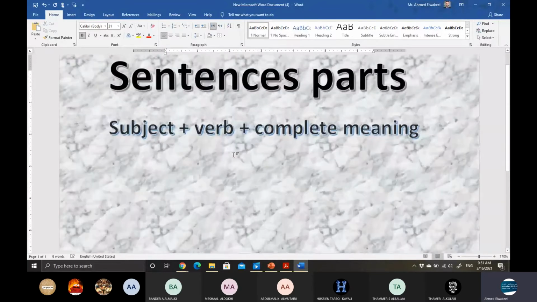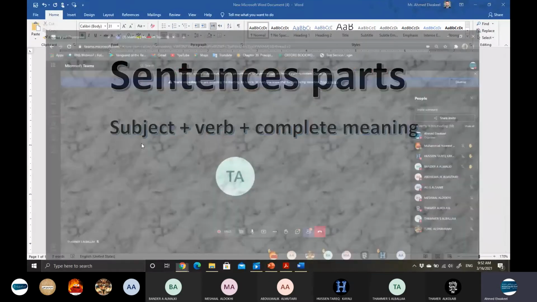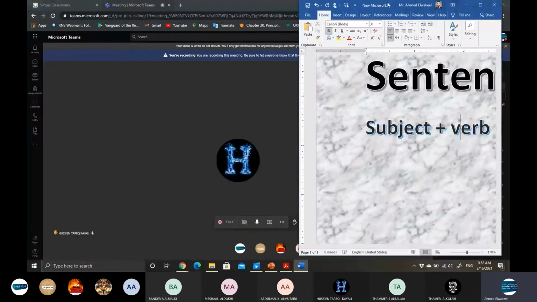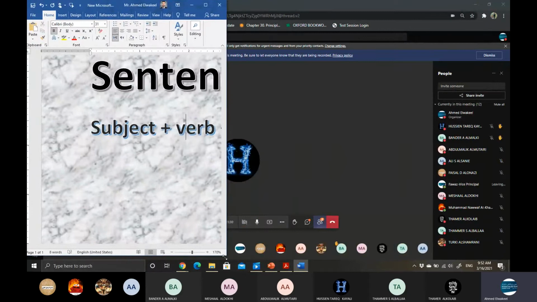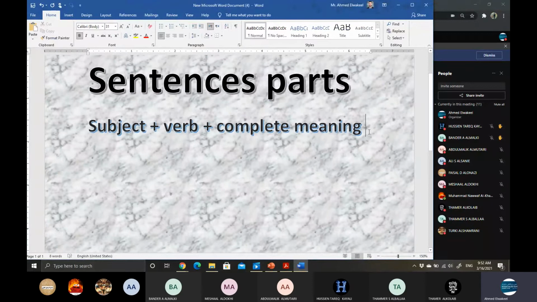So to say that the sentence or the group of words in front of you is complete, or that it's an independent clause, as we have studied before, we need to have 3 things inside that sentence. Number 1, a subject. Number 2, a verb. And number 3, a complete meaning. So if we have all of this together, the subject, verb, complete meaning, then the sentence in front of us can be called a simple sentence or even an independent clause.